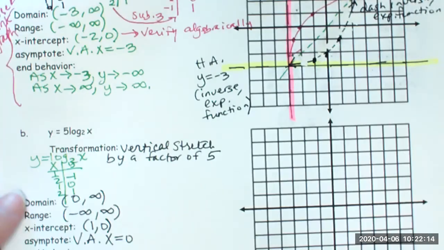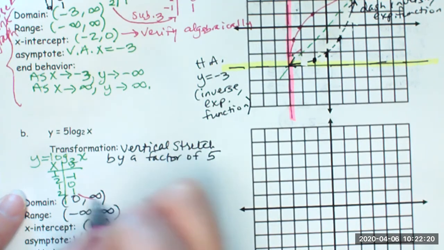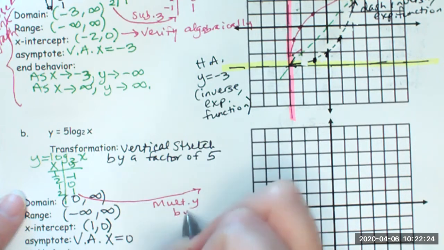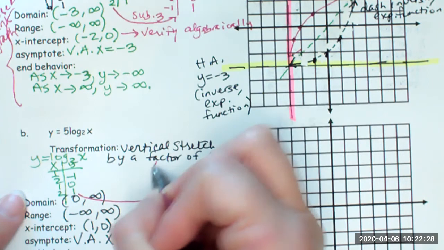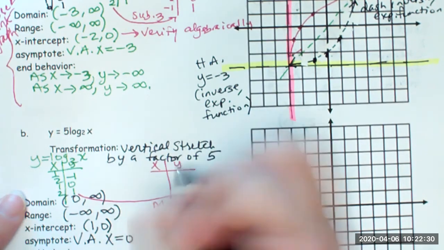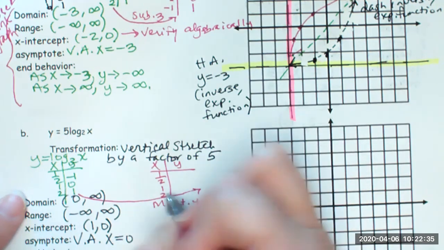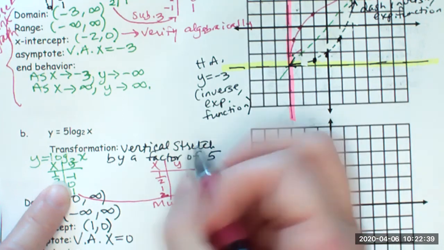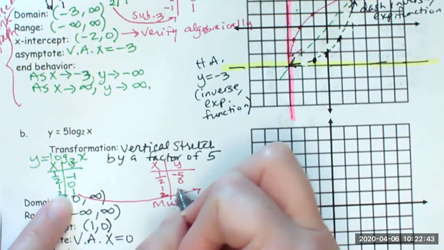Okay, only difference here, of course, is now we're going to vertically stretch by a factor of 5, so we're going to multiply the y value by 5. Otherwise, the x value is going to stay the same, right? So 1/2, 1, 2 stays the same, and we'll just take the negative 1 and multiply it by 5, so we'll get negative 5. 0 times 5 is 0, 1 times 5 is 5.